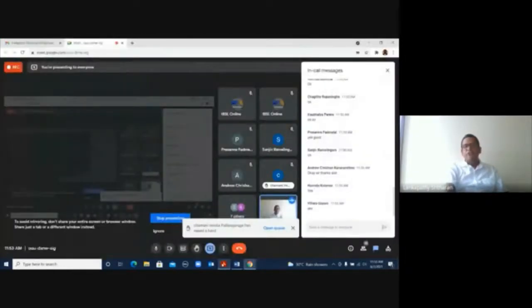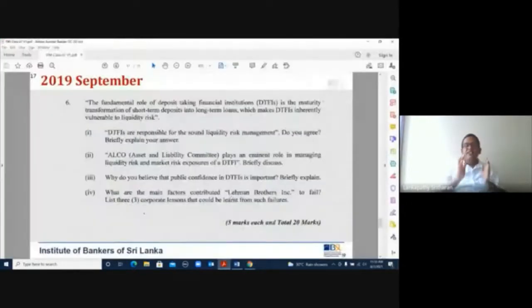Yes, of course. As I explained to you all, banks generally take very short-term deposits, maybe less than 1 year. Most of the deposits are less than 1 year. But they are granting loans and advances for 3 years, 5 years, 7 years, and if it is a home loan, 15 years and so on. So definitely there will be a mismatch between the deposits and loans.